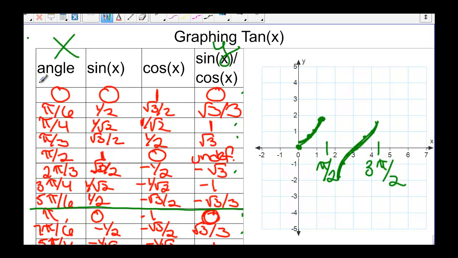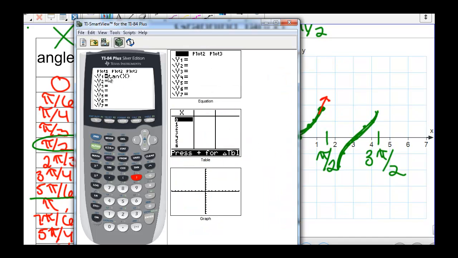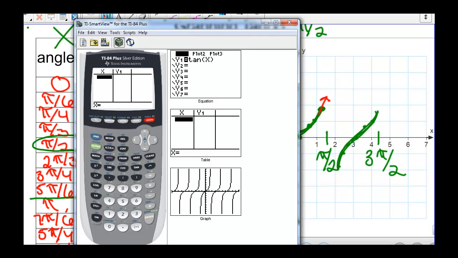So we want to know what happens right here. What happens as tangent of x gets really close to pi over 2 coming from the left? So as we get really close to pi over 2, if we let our function be tangent of x and we go to our table, we can start at 1.5. And we see we're at about 14.1.